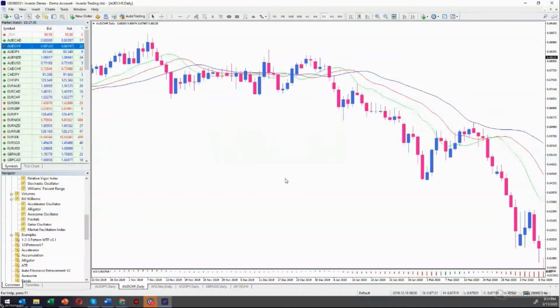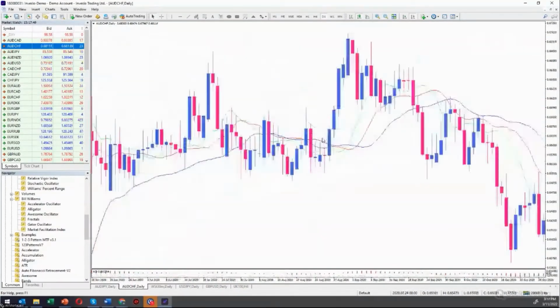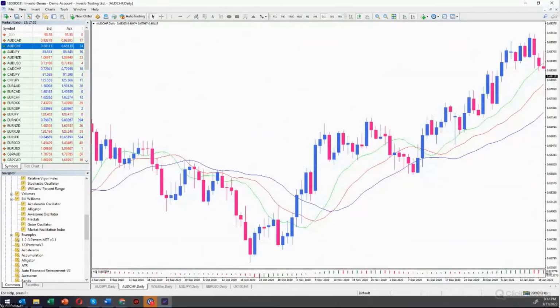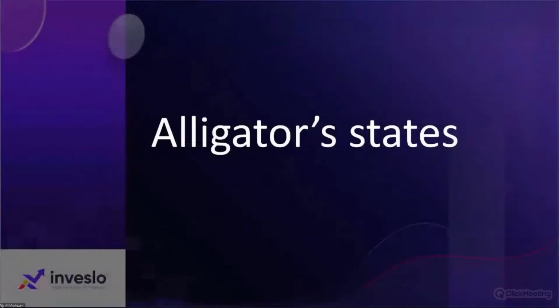And then when I click OK, I see the indicator appears on the chart. And you see here we have the lips, teeth, and jaws. This is the way that you can access the alligator indicator. But let's go through more details and see how these lines can interpret the market for us.